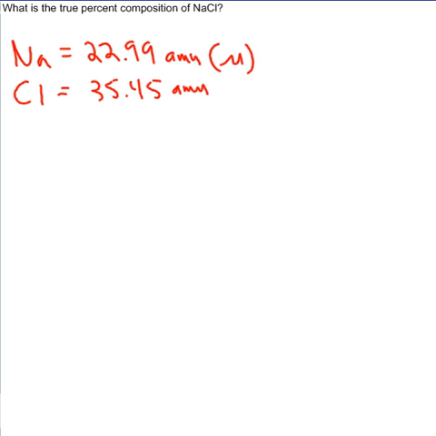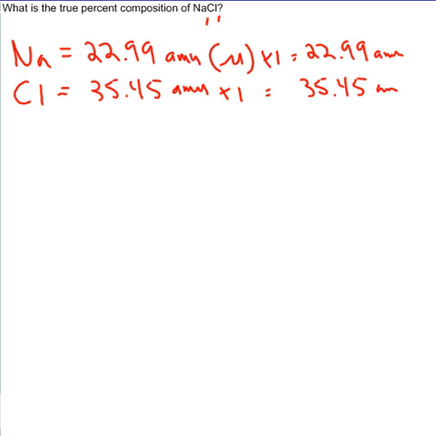So the next thing you want to ask yourself is, how many of them do you have? Well, in this case, we have one sodium and one chlorine. No subscript means just the one, so multiply each of those by 1, and that's easy enough to do. And we get those two numbers there.